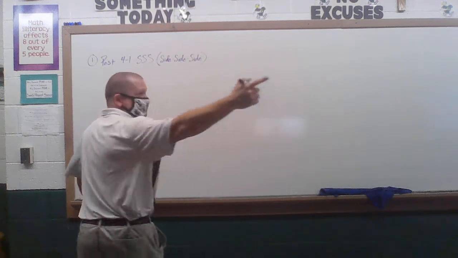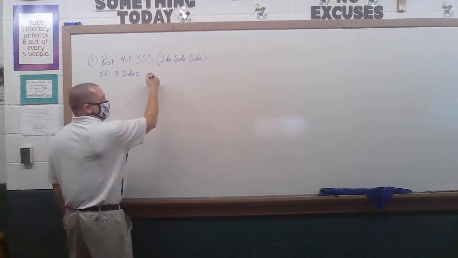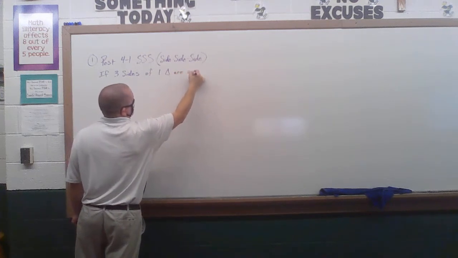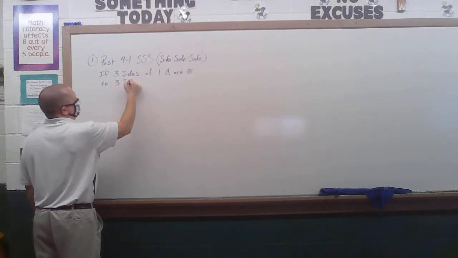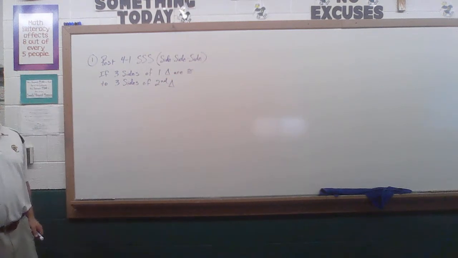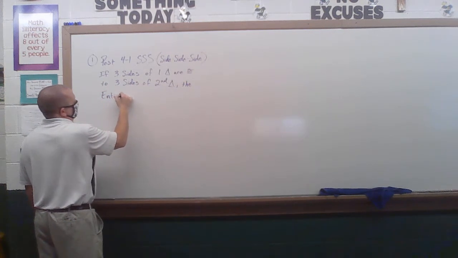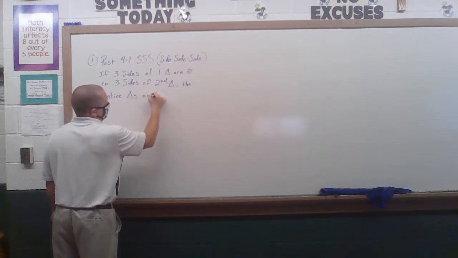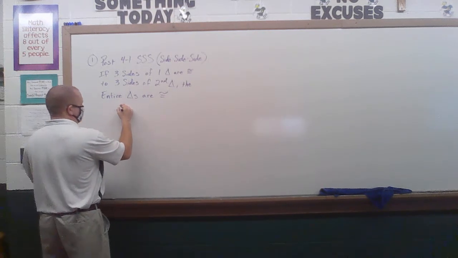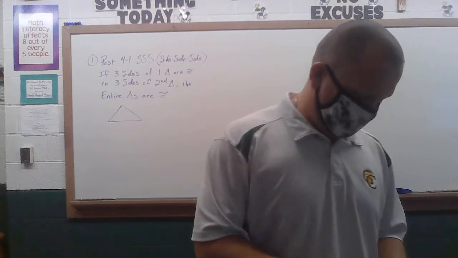Now again, if you want to write the words, say: if 3 sides of one triangle are congruent to 3 sides of a second triangle, the entire triangles are congruent. So basically they're saying this.